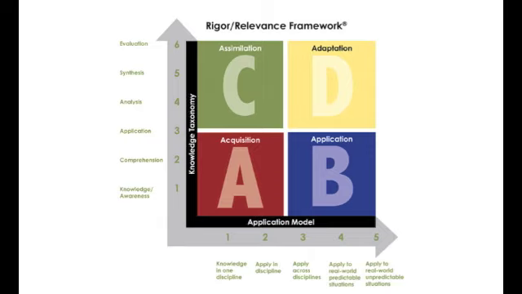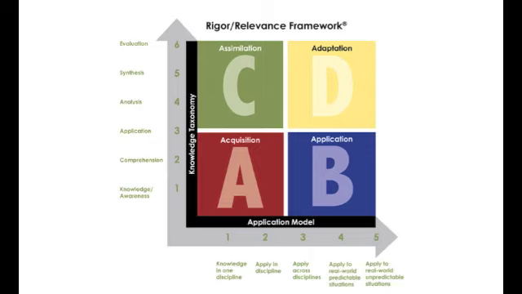Quadrant B is the application quadrant. Here, students use and apply acquired knowledge in new situations. It's higher on the relevance scale. In quadrant B lessons, it's the students who are doing most of the work. Example student products might be making a scrapbook or a demonstration or explanation of some sort.